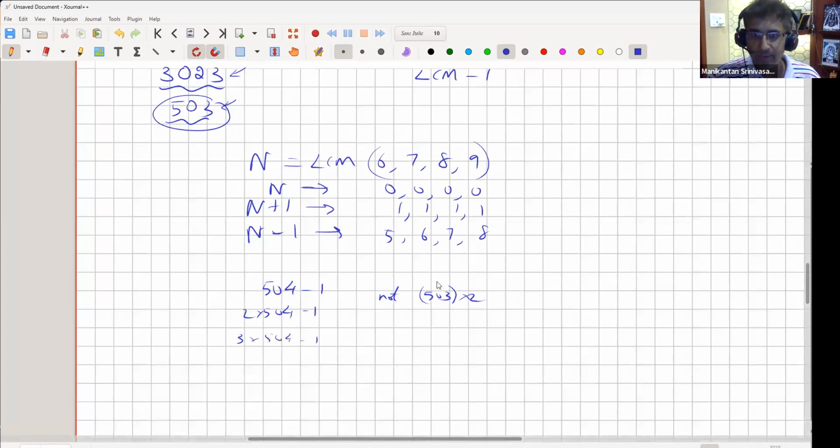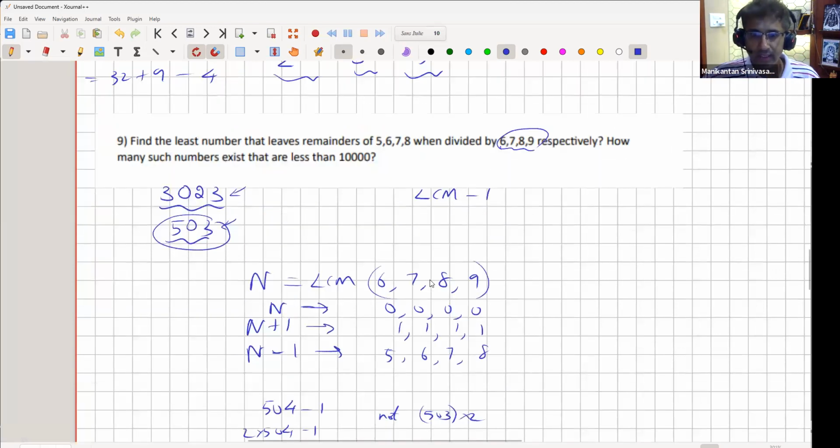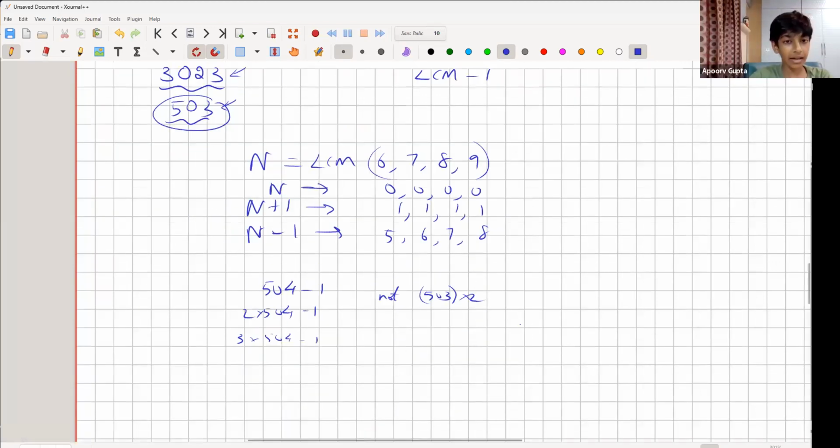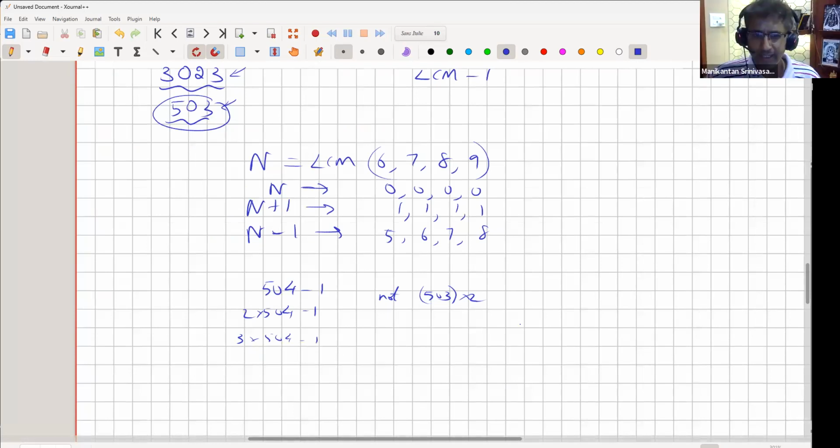And therefore, for the second part, how many will there be, Apurva, till 10,000? So that'll be 19. Approximately 20, right? With 20 times 500, it will become 10,000. Therefore, when you multiply by 504, it will exceed. Therefore, 19 is the number of numbers which are less than 10,000.